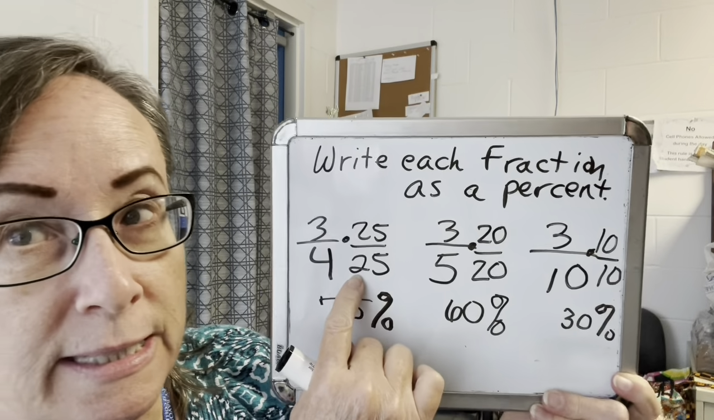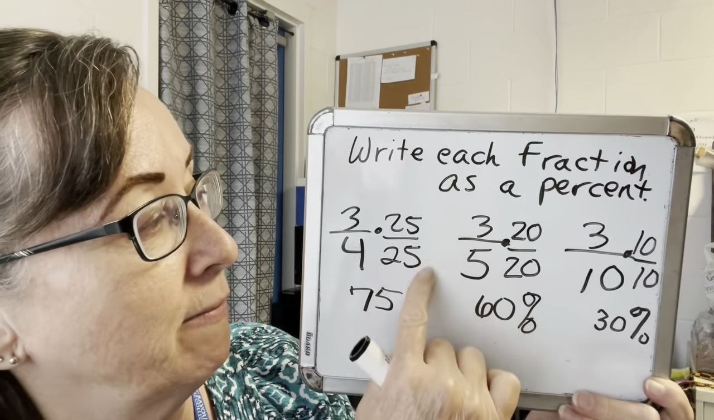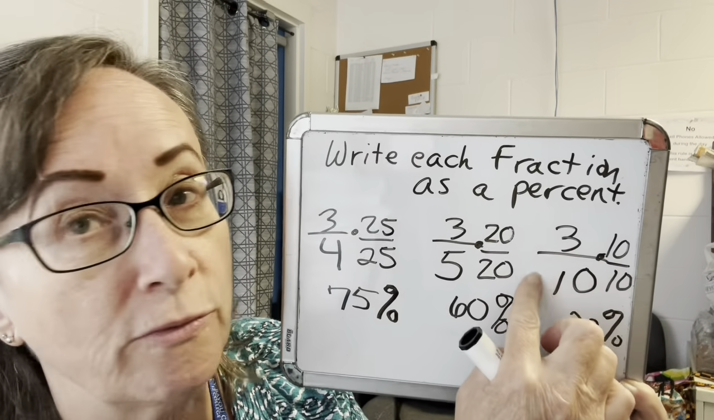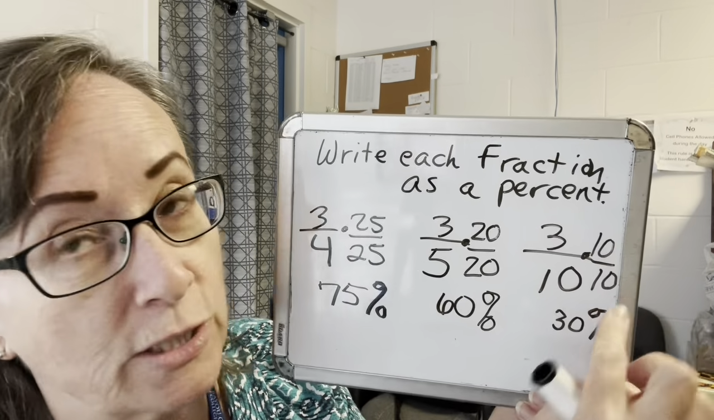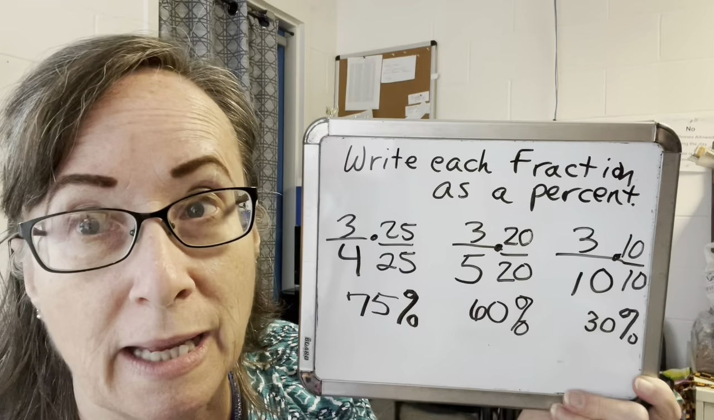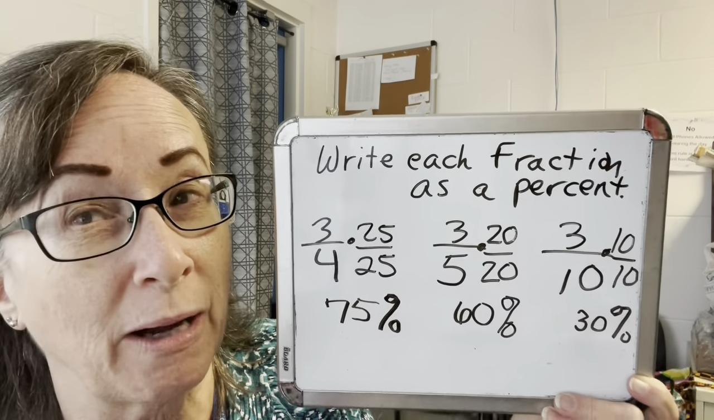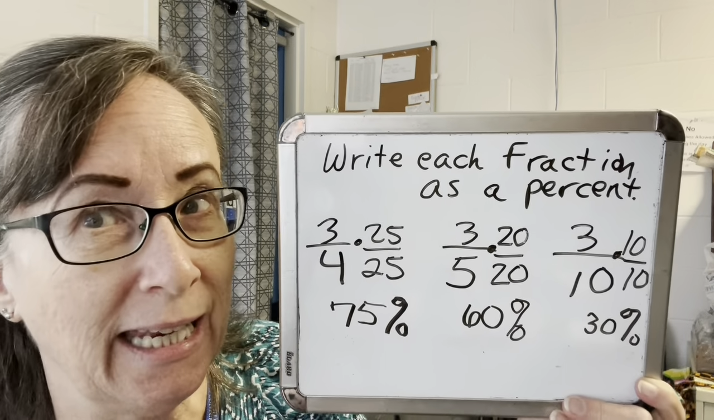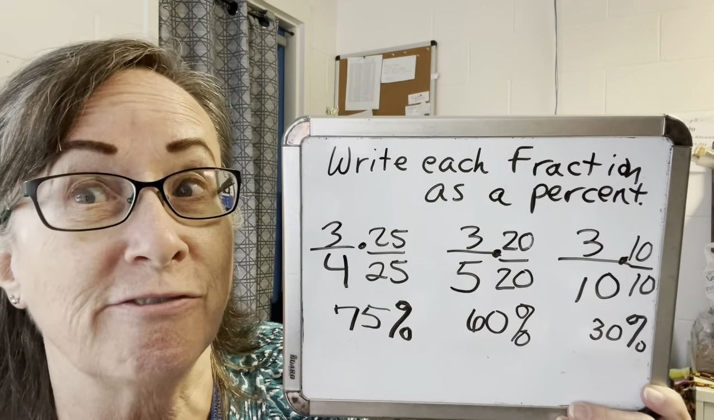Notice that in each case, 25 over 25, 20 over 20, and 10 over 10, each one is a number over itself, which is 1. I'm only multiplying by 1. Because I'm multiplying by 1, I'm not changing anything but the form of the number, not the value of the number. So here's an example for our example. In other words, I'm going to show you how to do the next example.